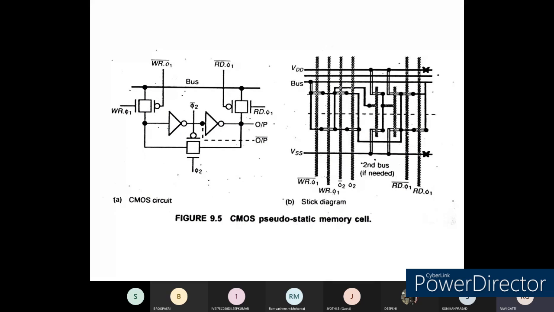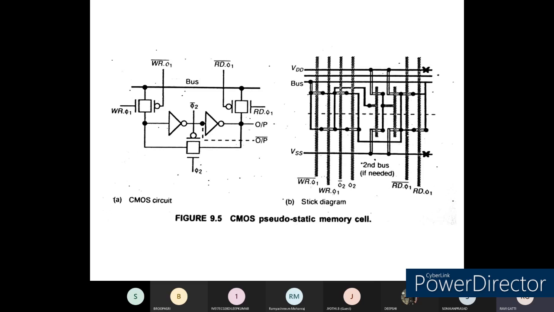The next one is the same thing implemented using CMOS technology. When you want to use the same implementation, the pseudo static memory cell, we need to use complementary metal oxide semiconductors, that is, both a PMOS transistor and NMOS transistors. Therefore we have replaced the NMOS transistor with the transmission gate. Why have we replaced this NMOS transistor with the transmission gate? Generally transmission gates provide stability for the data transmission from source to destination.